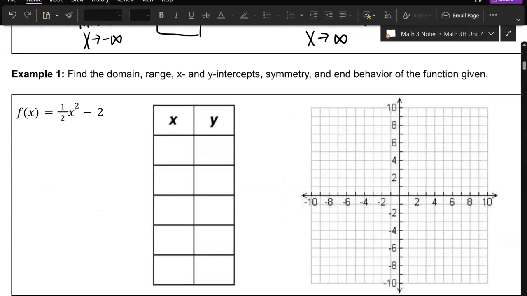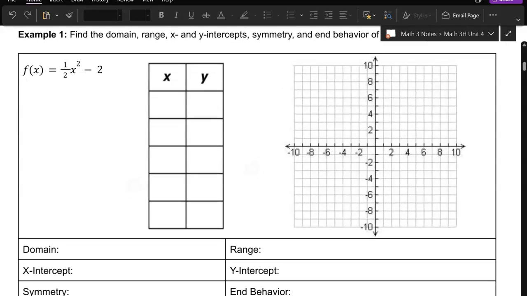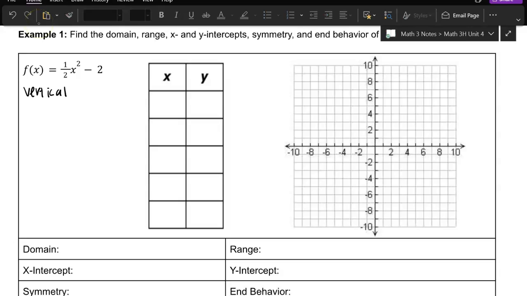Let's look at our first example. We're going to be graphing these using our transformations. This has a 1/2 in front, so that's a vertical shrink of 1/2. And then nothing inside with x, and then outside that -2 is going to be a down 2. So that means our new center point is going to be at (0, -2).